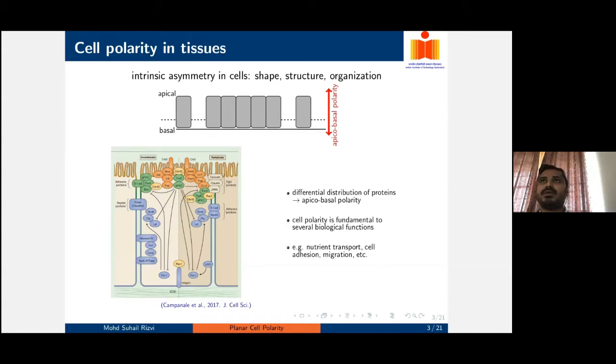But the polarity I'm going to talk about is not this one, but another one that is known as planar cell polarity. This polarity is not in the direction normal to the surface of the tissue, but within the surface of the tissue. First, I would like to give some examples of the disruptions of planar cell polarity. What happens when planar cell polarity is not well established?